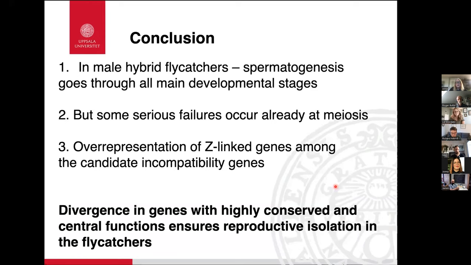So what can we conclude? So in male hybrid flycatchers, spermatogenesis actually goes through all the main developmental stages. So we find 17 different cell clusters also in hybrid males. But some serious failures occur already at meiosis. And there is also an overrepresentation of sex-linked genes among the candidate incompatibility genes. So what we see here is actually divergence in genes with highly conserved and sanctioned functions that ensure reproductive isolation between the two flycatchers. So even if it's slowly evolving genes, a few changes in those genes cause a high degree of reproductive isolation. So that would be the main conclusion.